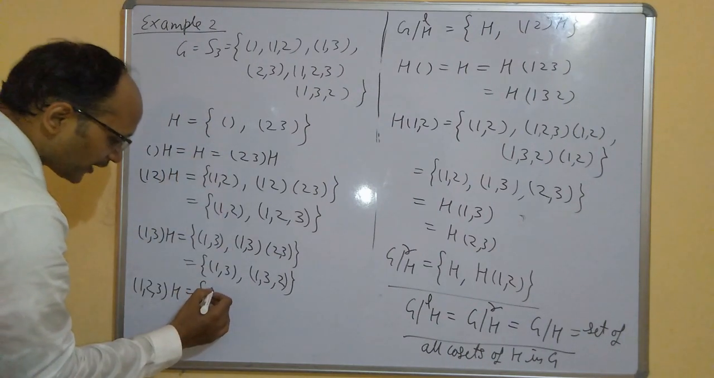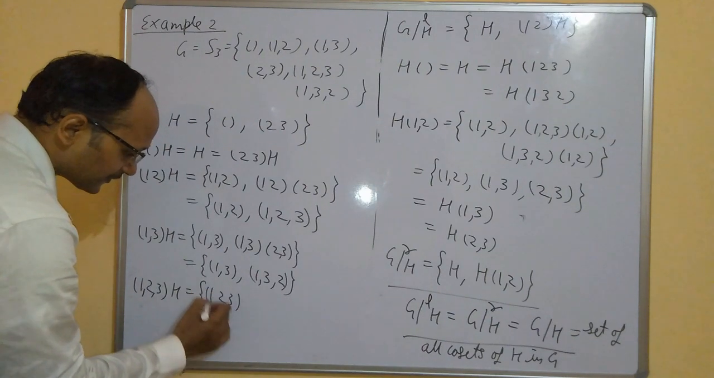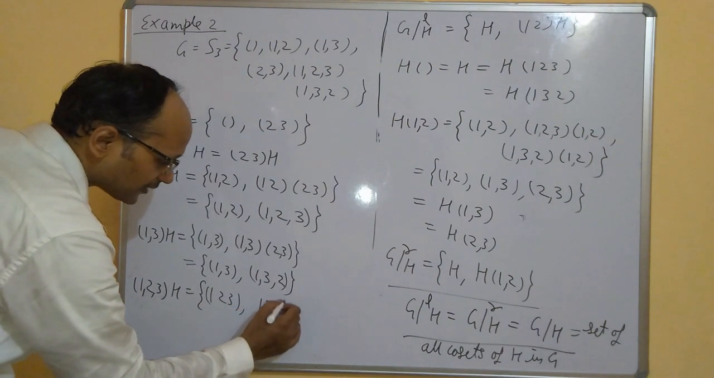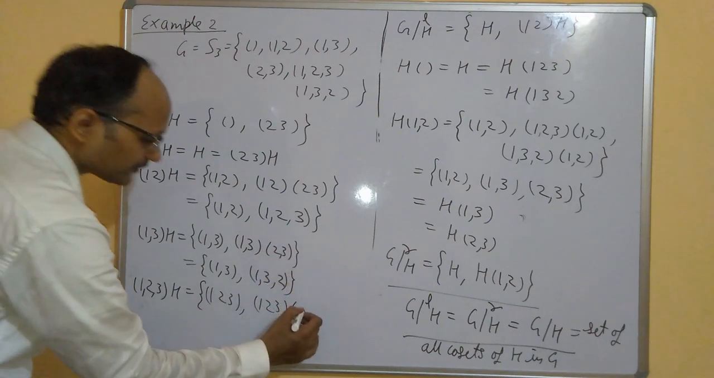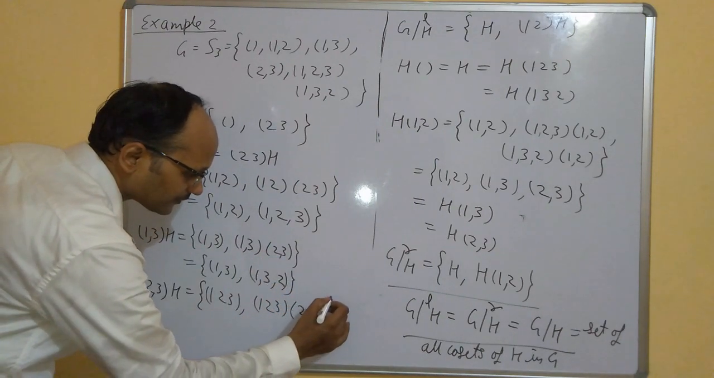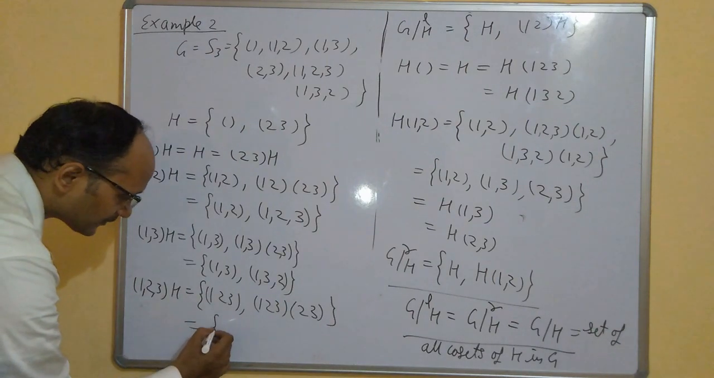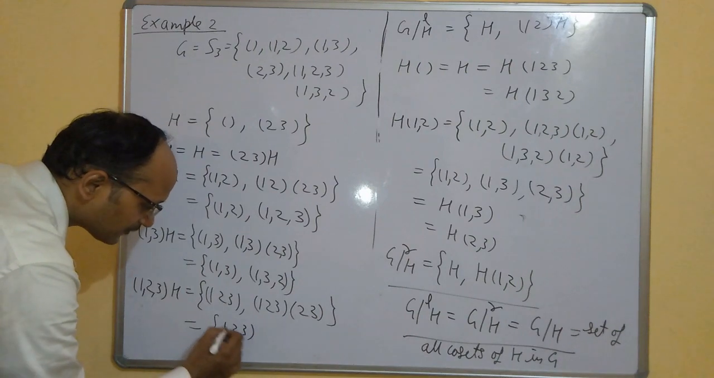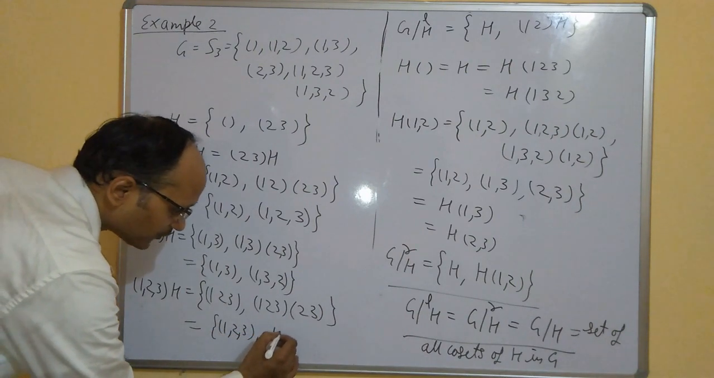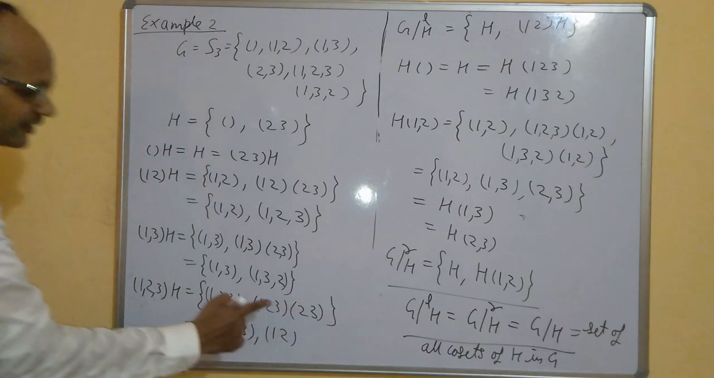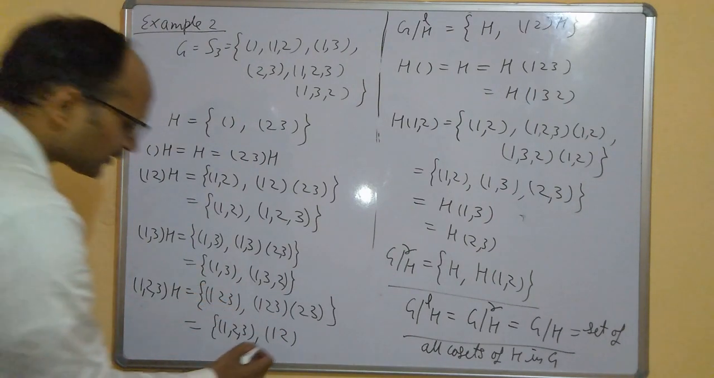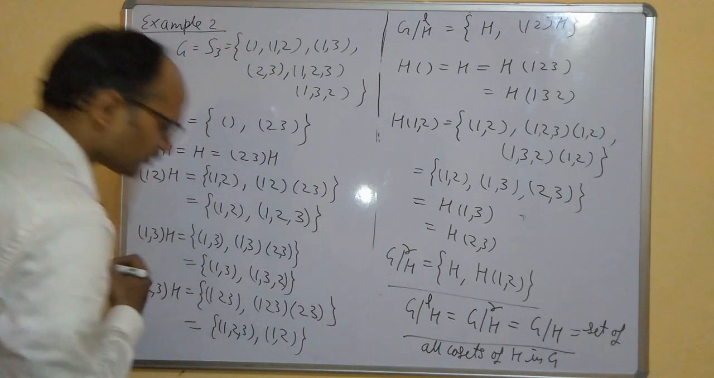So (1 2 3) into identity is (1 2 3), and (1 2 3) into (2 3). So what will you get? (1 2 3) into (1 2). 3 is fixed here. 3 is going to 2 and 2 is going to 3. So 3 is fixed. So 1 is going to 2 and 2 is going to 1.